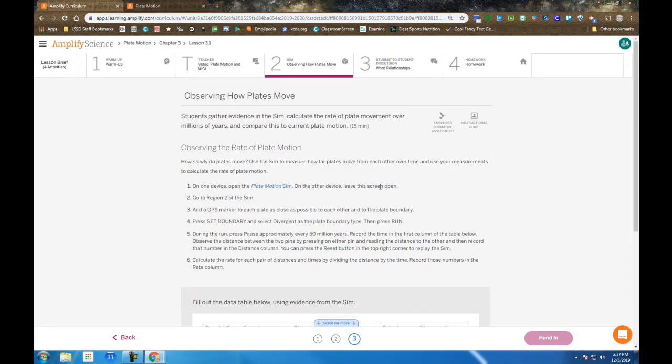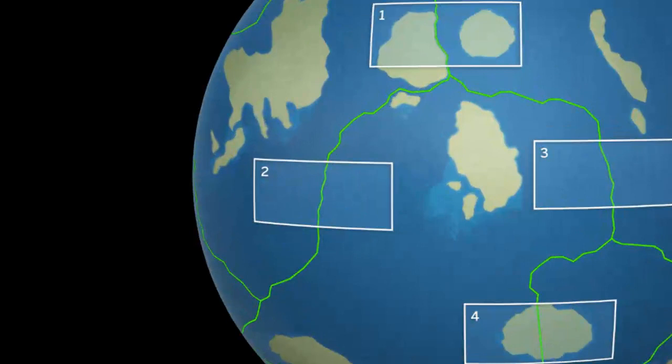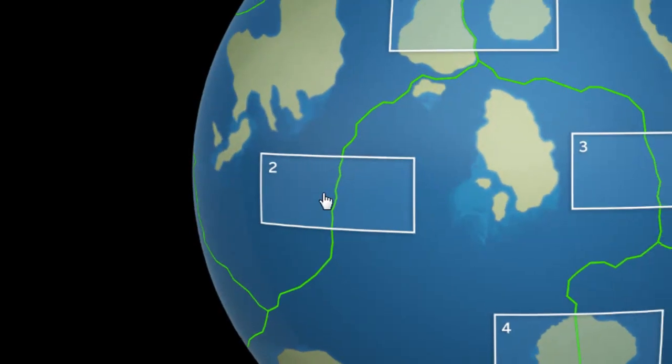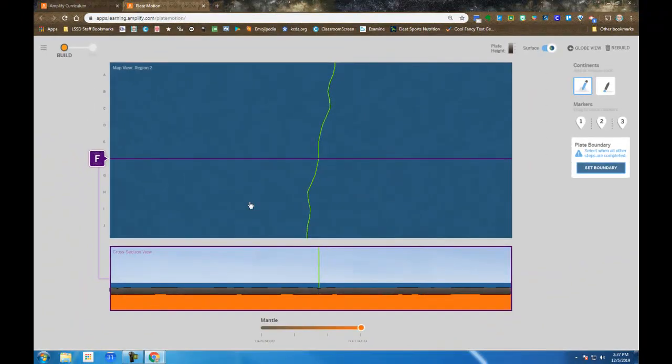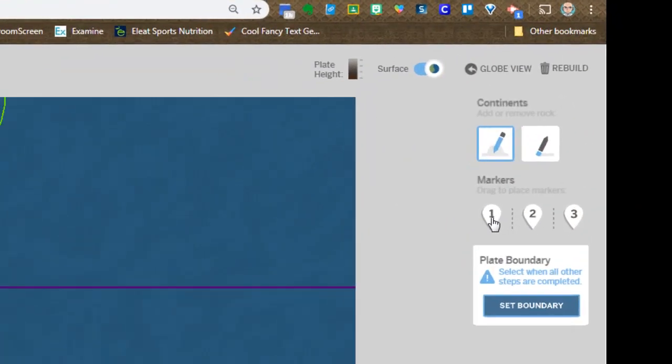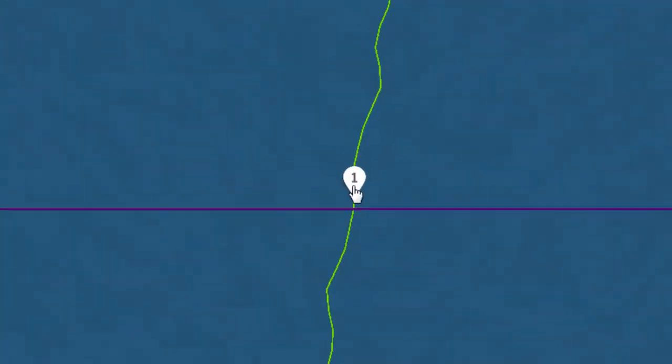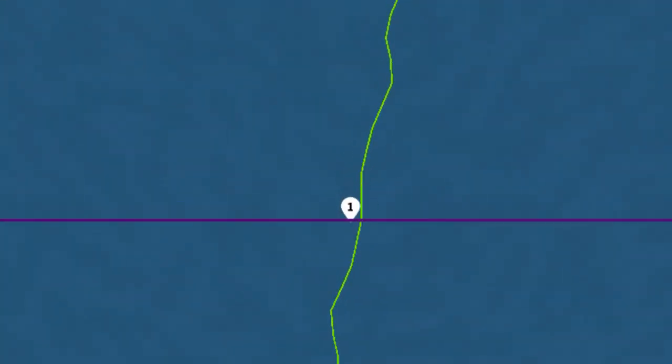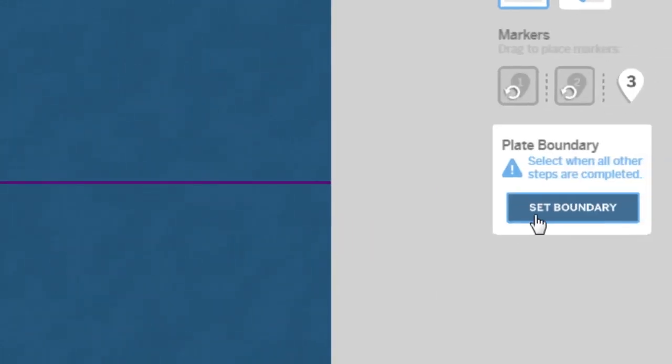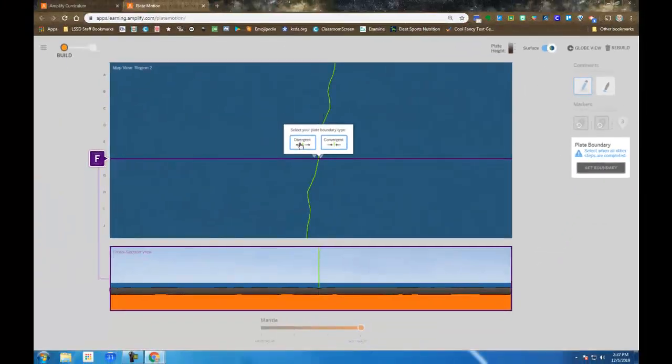In the third screen, after you know about GPS and you see a map and you understand rates, you're over to the plate simulation. And so I open the simulation and it says go to region 2. And region 2 really doesn't have much on it. They do that on purpose so you can just look at movement. You're going to be dropping in two markers. It says put them as close as you can together. So I'm going to grab two markers here and place them close together near the boundary as I can. That's pretty good.